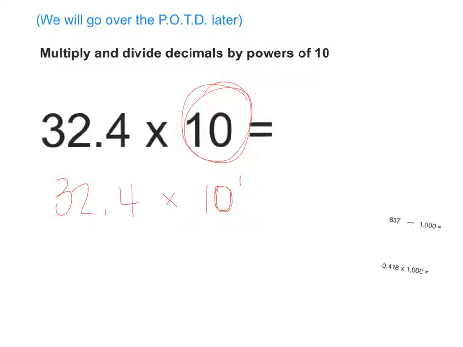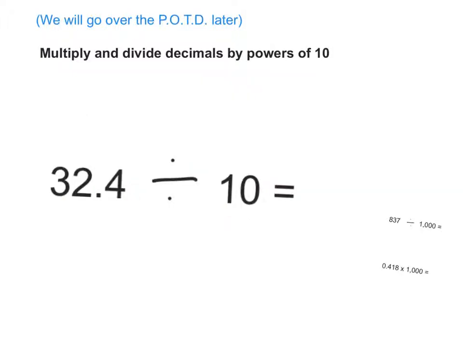Now if I'm going to multiply, is 32.4 going to get bigger or smaller? Bigger. So does that mean the decimal point needs to move to the right or to the left? Right. The right. How many times to the right? 1. Because the exponent is 1, isn't it? So if the decimal point is now here, what is my answer? 324. Very good.